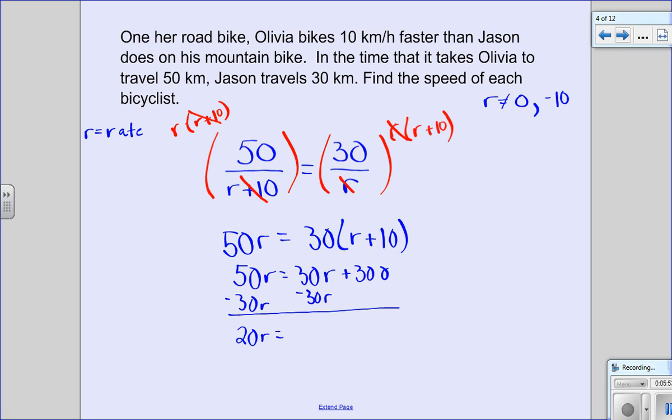20r equals 300. Divide by 20, divide by 20. R is equal to 15. So the rate is 15 kilometers per hour.